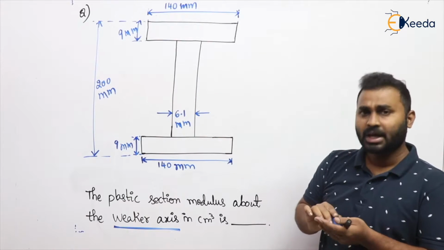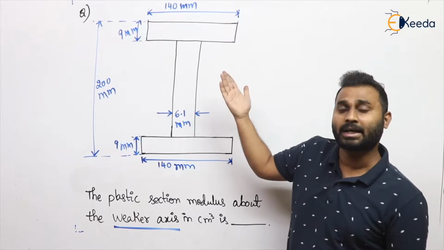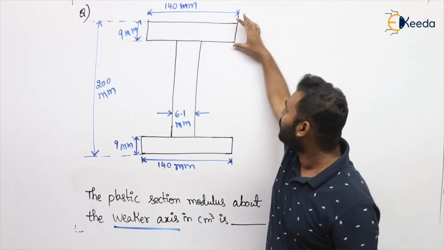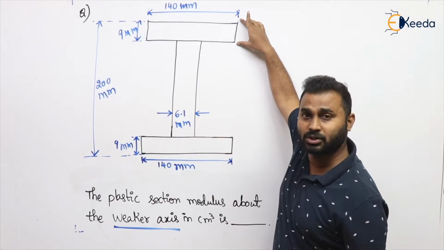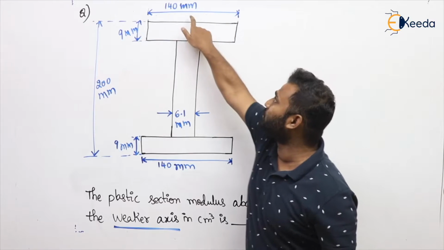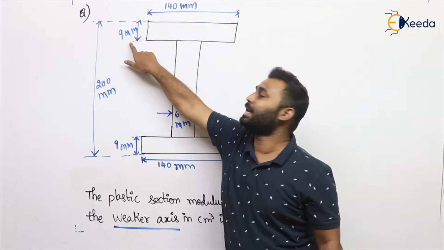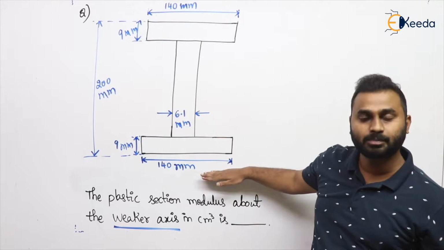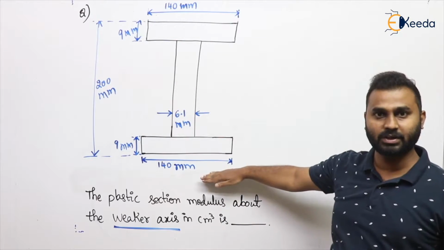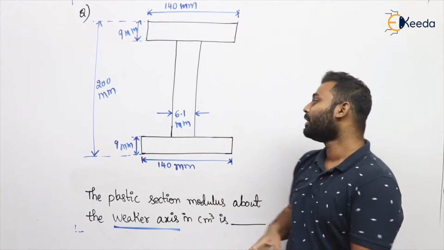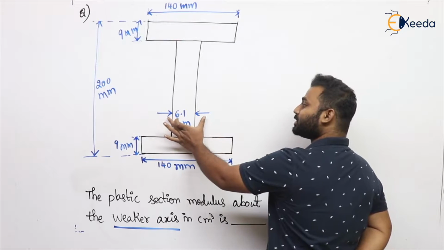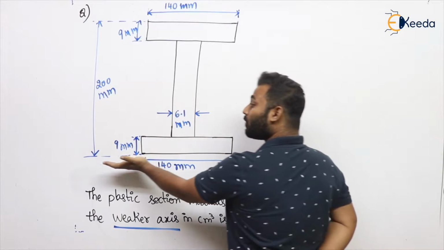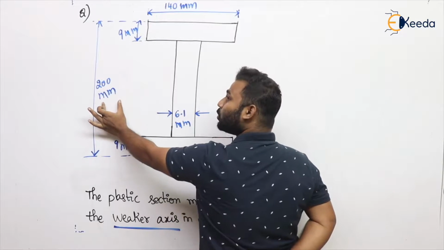Clear everyone? And the dimensions of those rectangles are, for this top flange or horizontal rectangle, width is 140 and thickness is 9 mm. Same for this bottom flange also. Now coming to the web. The web has a thickness of 6.1 mm and the overall depth was mentioned, that is 200 mm.